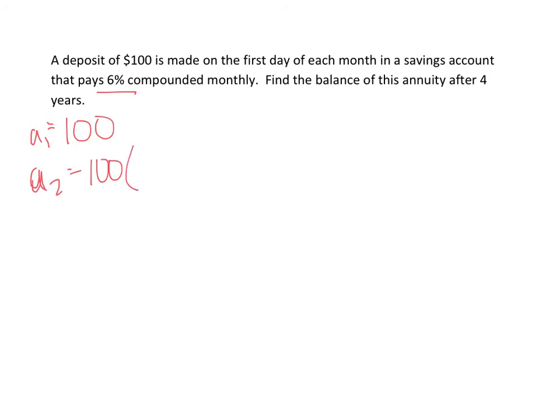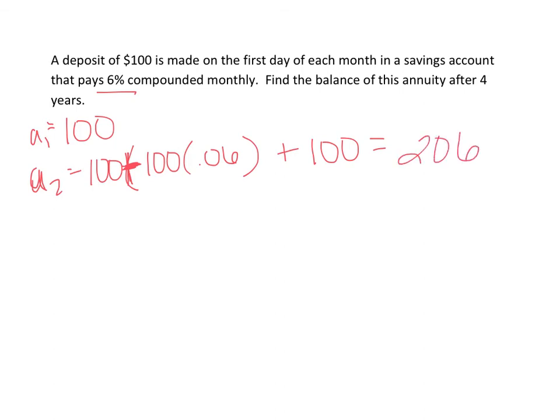I'm going to add on 100 times 0.06 because I'm going to gain 6% of whatever 100 that is, and I'm also going to add 100 more to deposit in there. So what's that give me? 100 plus 100 times 0.06 plus 100. Now I've got $206.